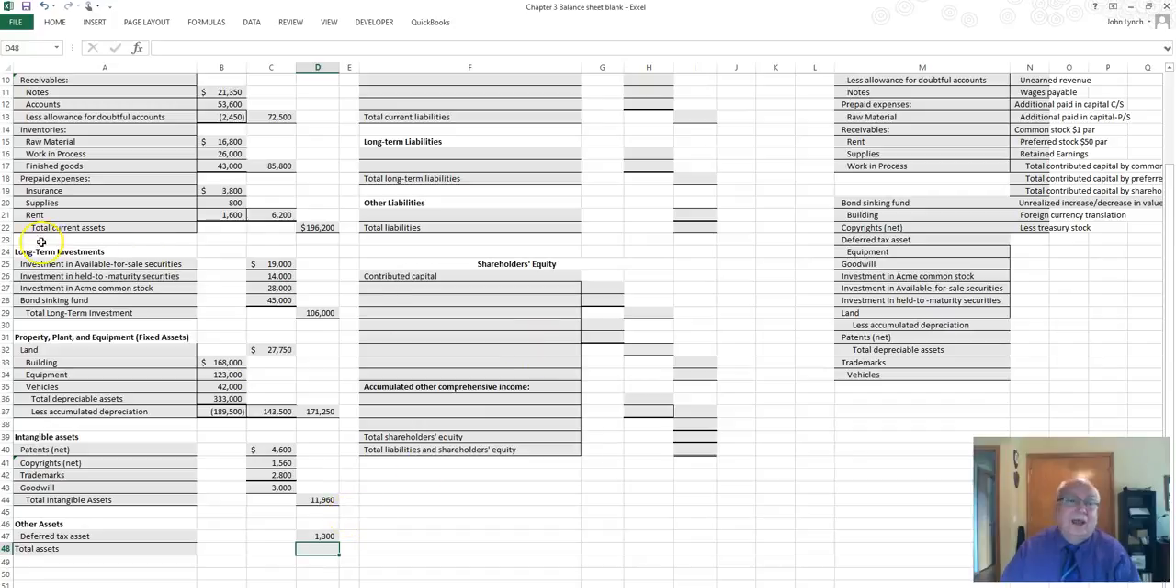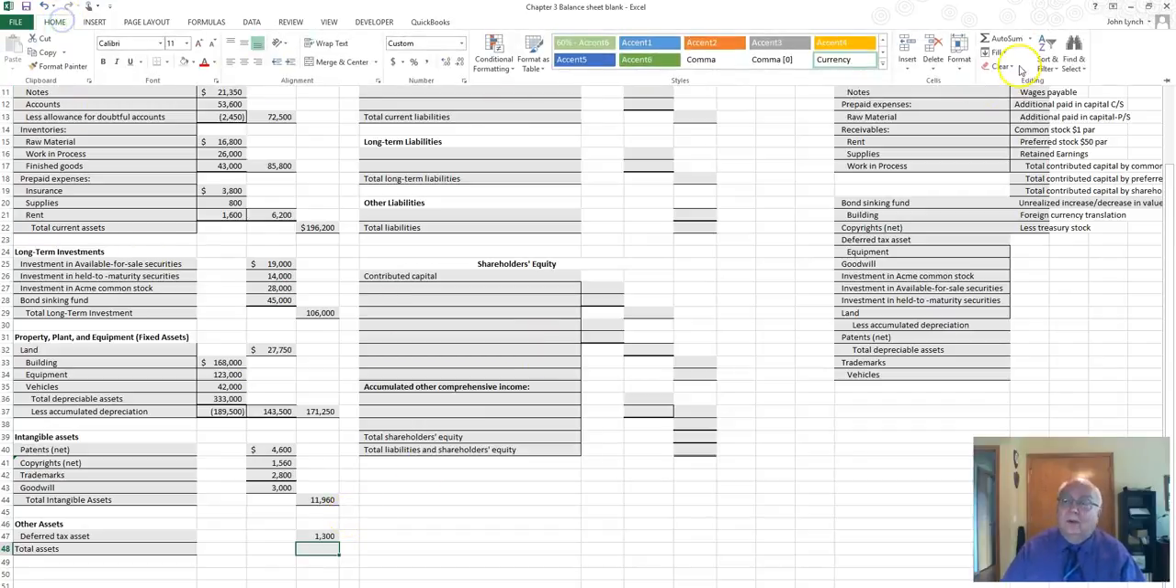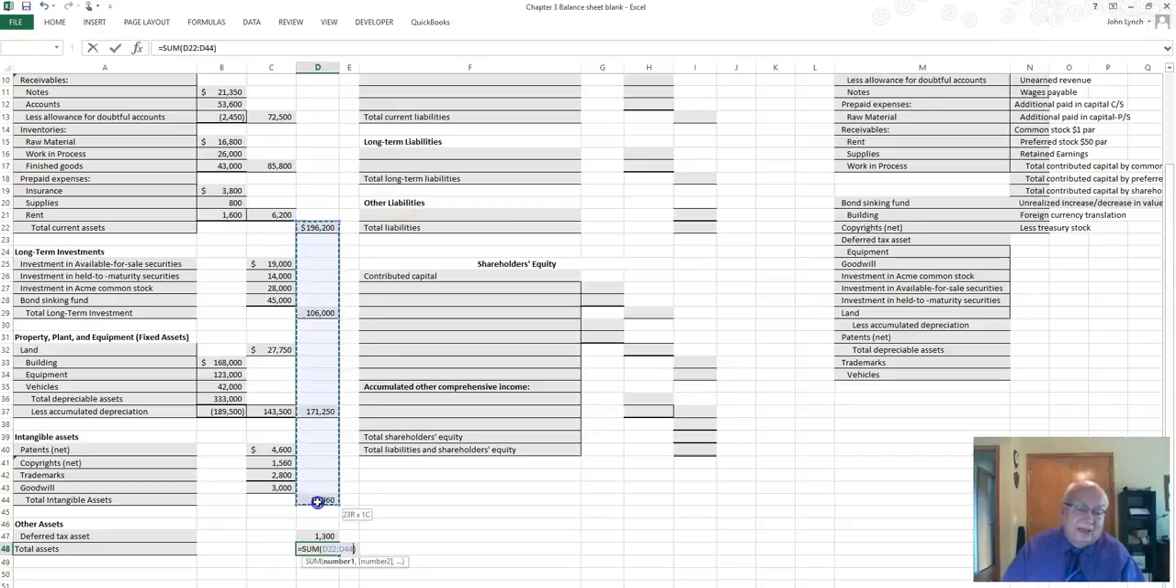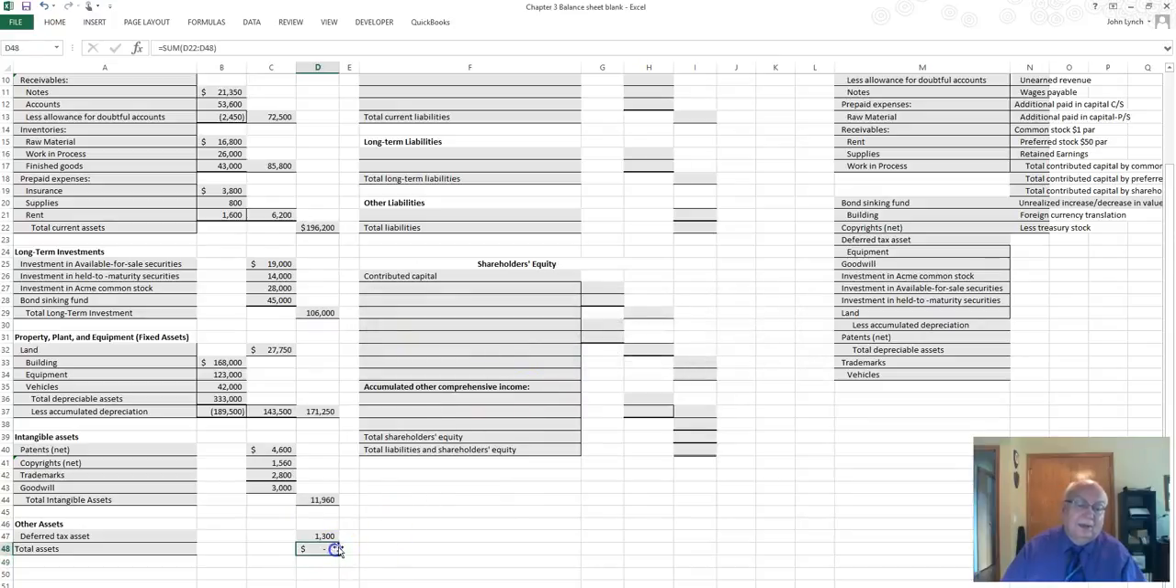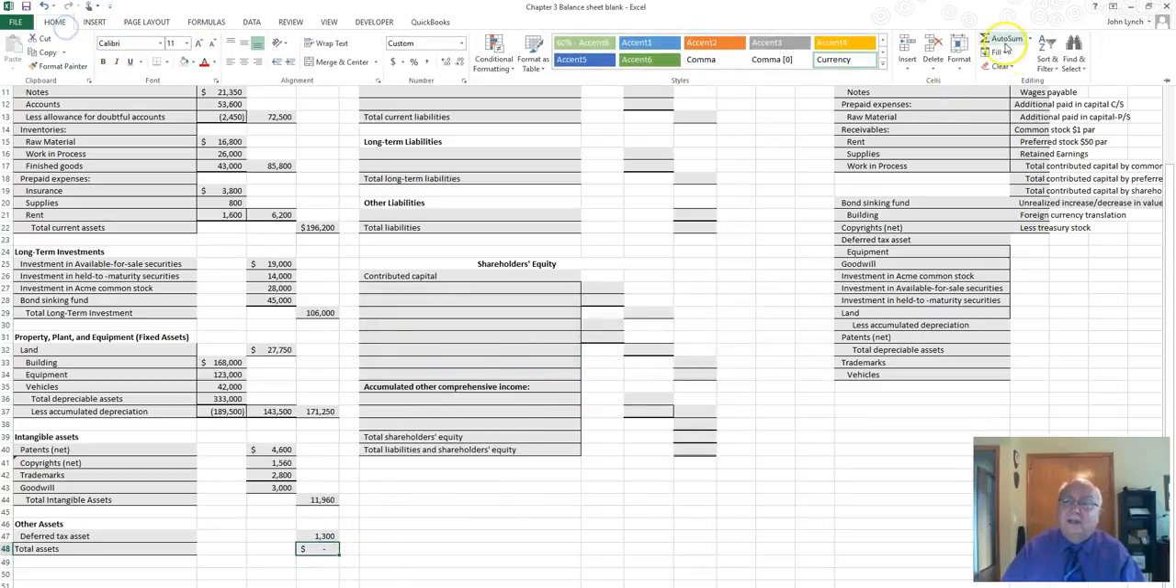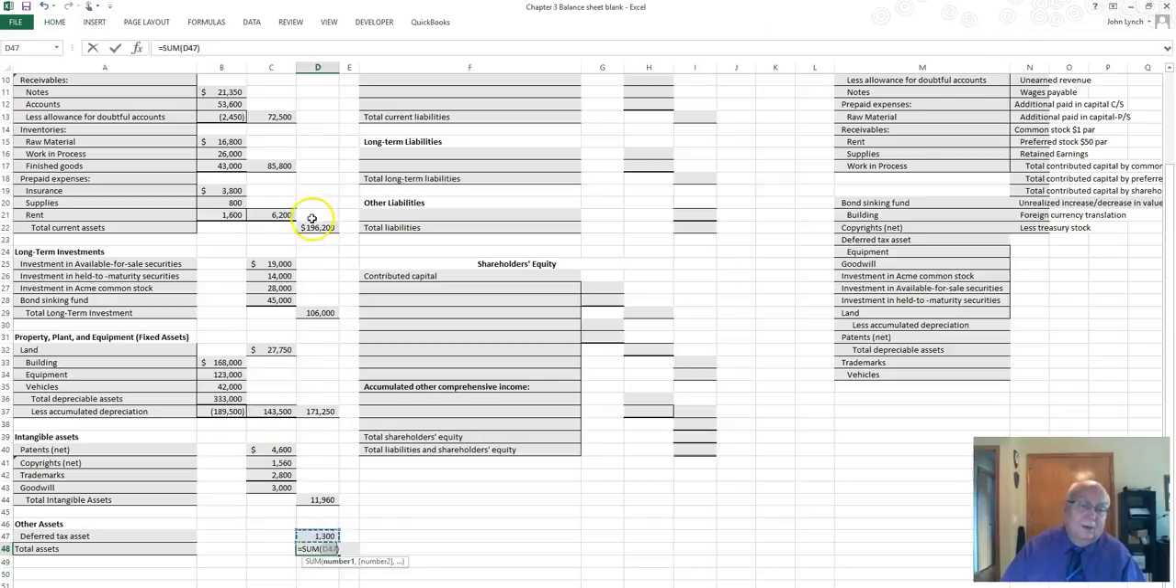So total assets then will equal all of these added together. And that's because I got carried away with it. So we'll try this again. There we go. 486,710. Okay.